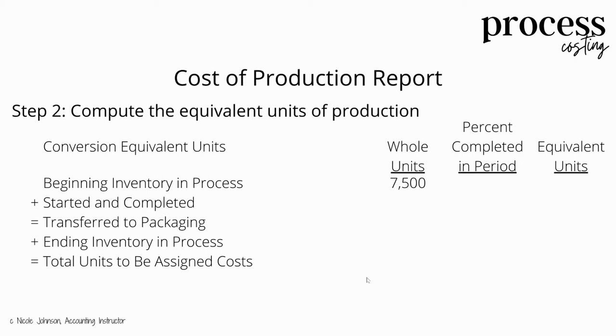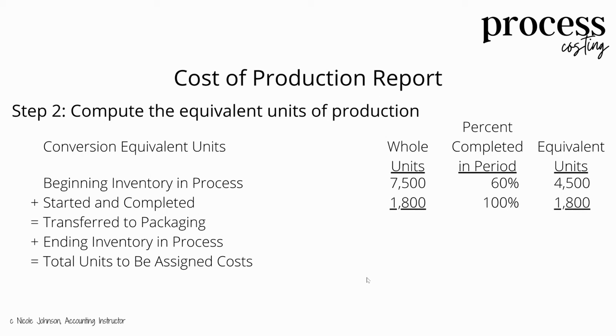Now the beginning inventory in process, we remember, was 7,500 whole units. Now this one was a little bit funny. It was 40% complete with respect to conversion. So that means 40% was complete before this period, which means we need to take 100% minus 40% to determine how much is completed in this period. So 100% minus 40% is 60%. So we'll take the 7,500 units in beginning inventory in process and multiply them times 60%, and we will get 4,500 equivalent units for beginning inventory in process.